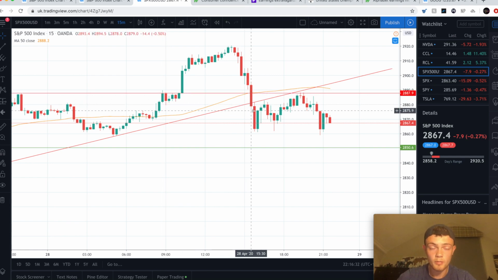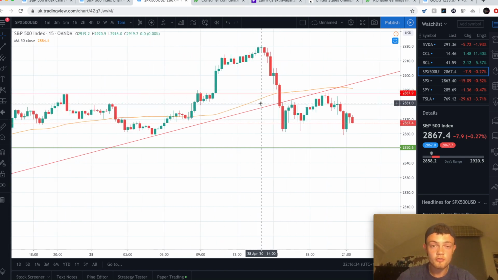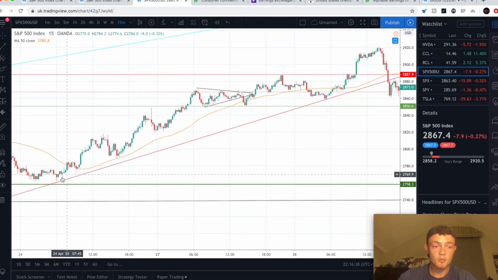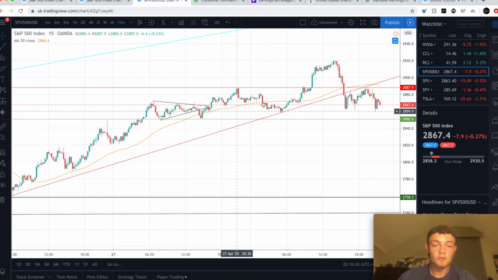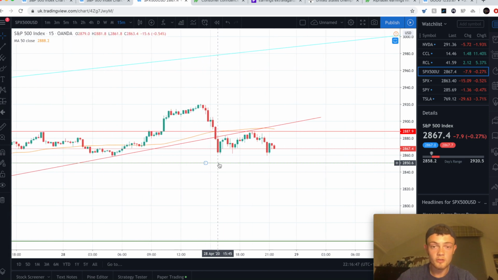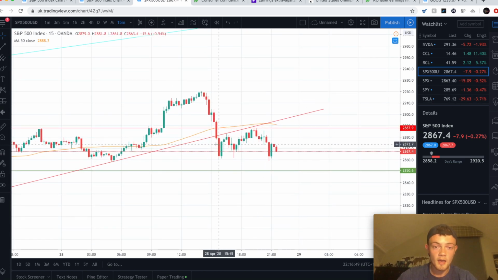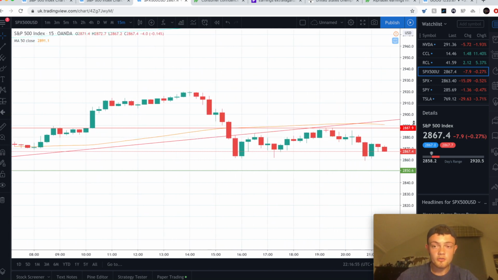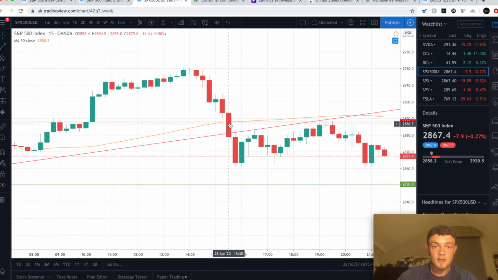It broke straight below, and we've also got this trend line here that we were looking at, which has been following this trend upwards. It's been bouncing off of it. It acted as our resistance line for the trend upwards recently, and we saw a break of this trend line as well.